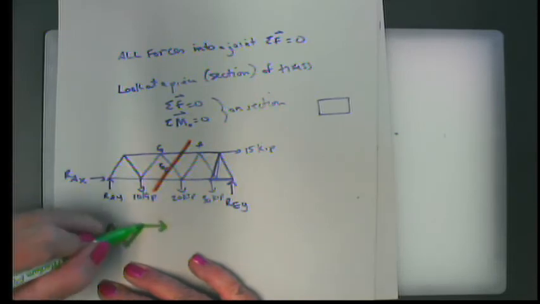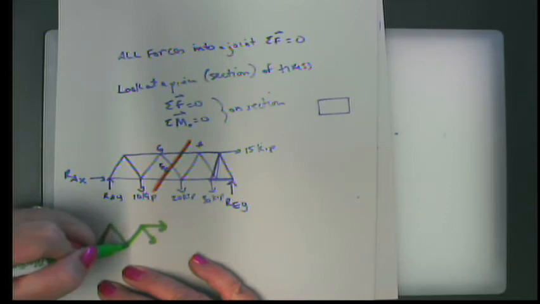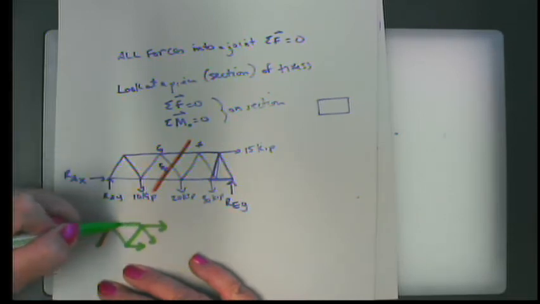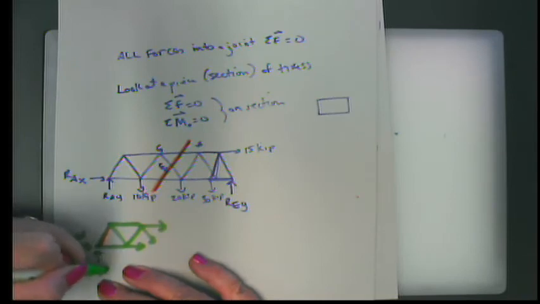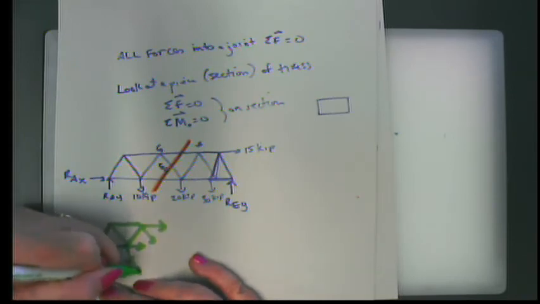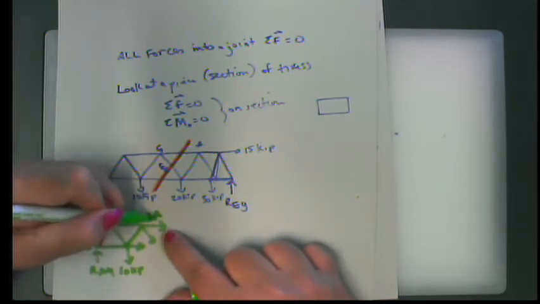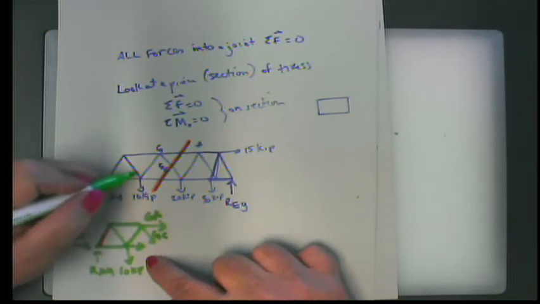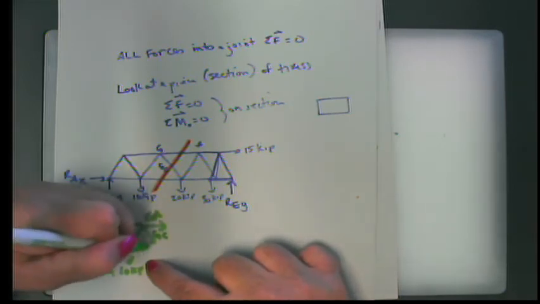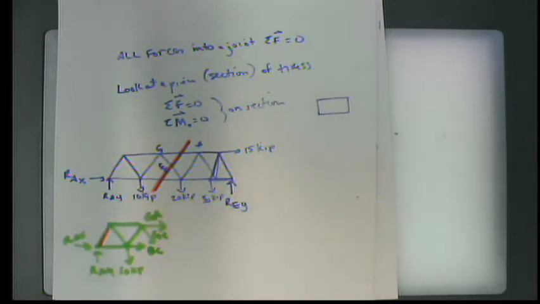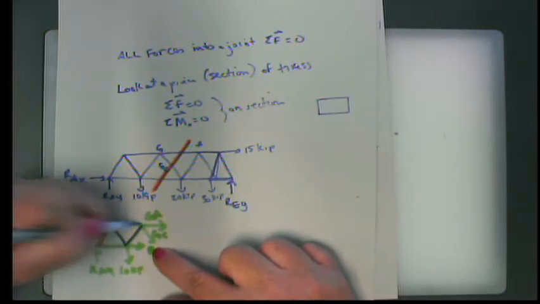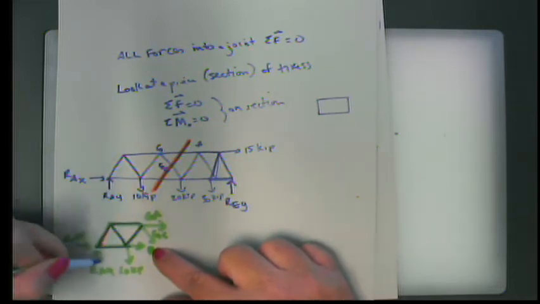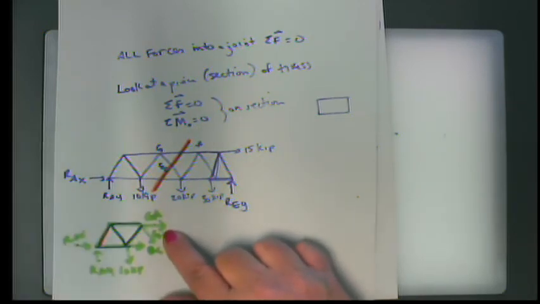I can view all of these that are cut as forces and everything else as just this section of truss. So I can look at it as just having RAX, RAY, and this 10 kilopound force acting on it, as well as AG, GC, and whatever this one is, BC. Okay? So what I'm saying explicitly is that I just look at this chunk of it as being a piece, and then I have 1, 2, 3, 4, 5, 6 forces acting on the piece.